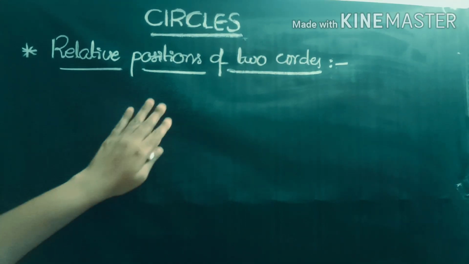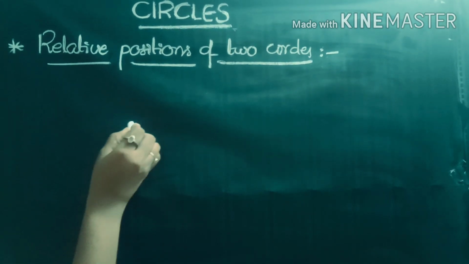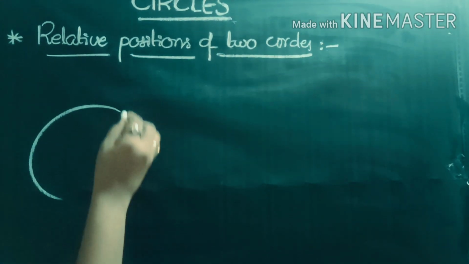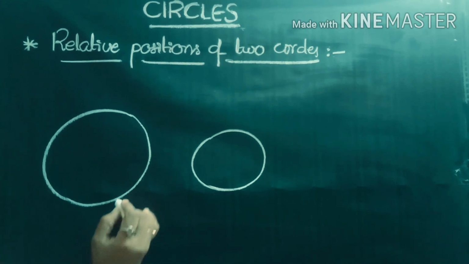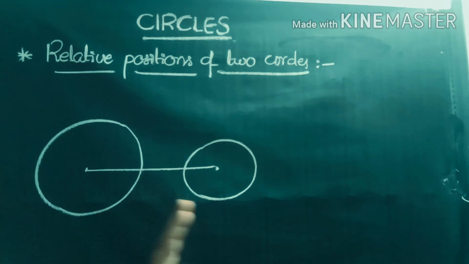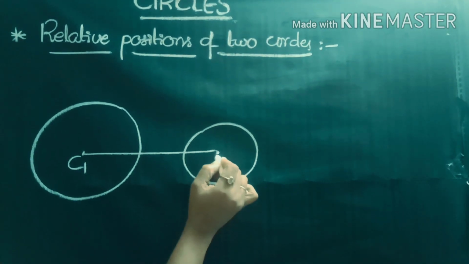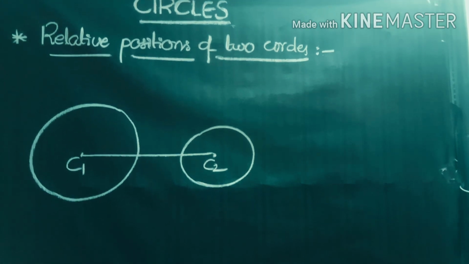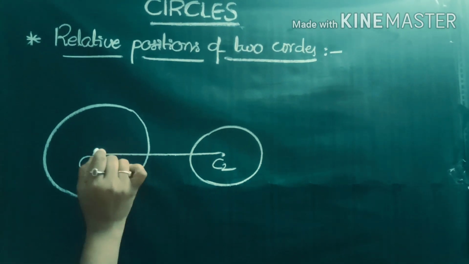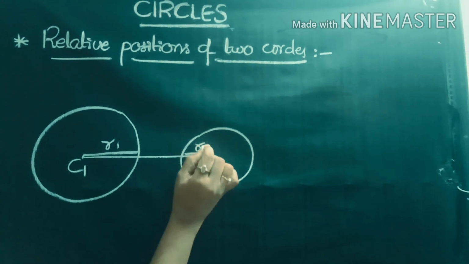The next concept is relative positions of two circles. Here the first case, case 1, is if the two circles don't intersect. That means the first circle will be away from the second circle. The condition for the two circles not to intersect: suppose the center of the first circle is C1 and the center of the second circle is C2, and the radius of the first circle is R1 and the radius of the second circle is R2.